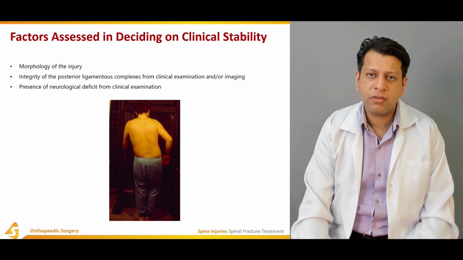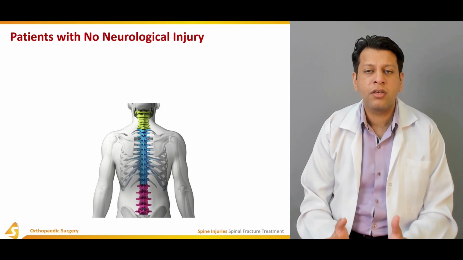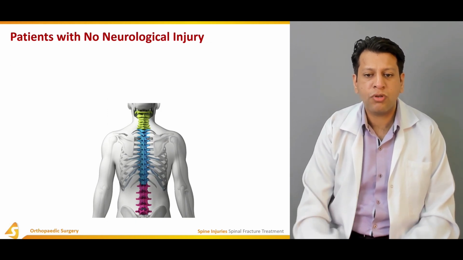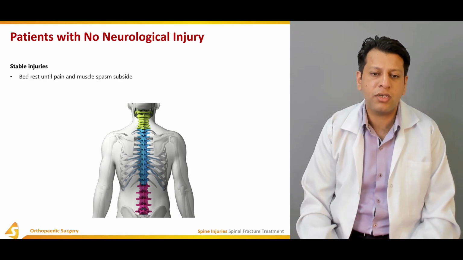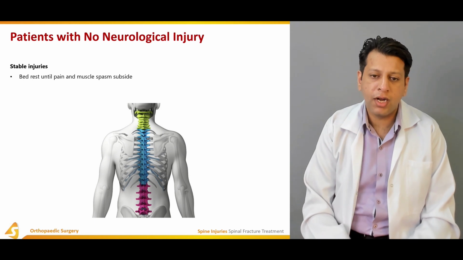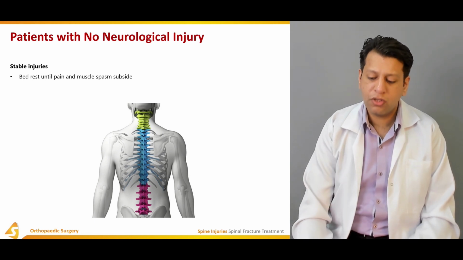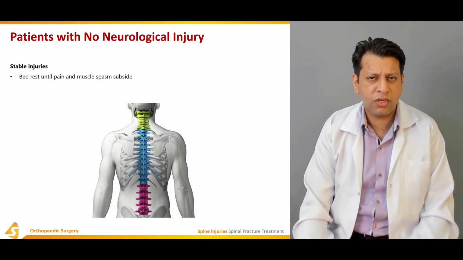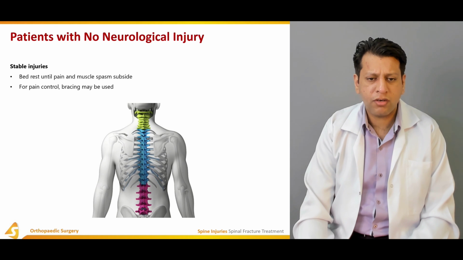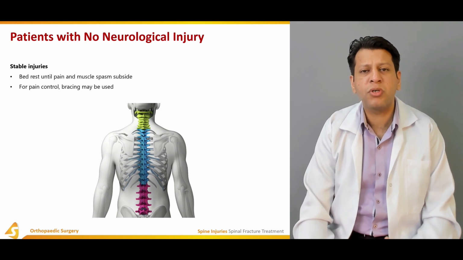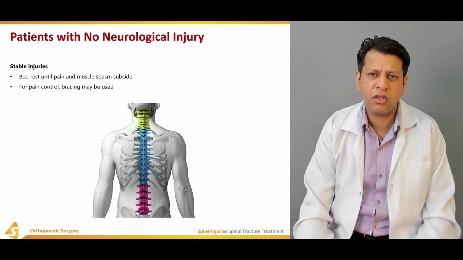If we find the injury is actually stable, then patients with no neurological injury who have stable injuries usually need to be treated with bed rest until the pain and muscle spasm subside. Usually these involve the anterior column fractures, without any neurological compromise, and they can be easily treated with rest and analgesics. For pain control bracing may be used, but usually even the bracing is not really done often.